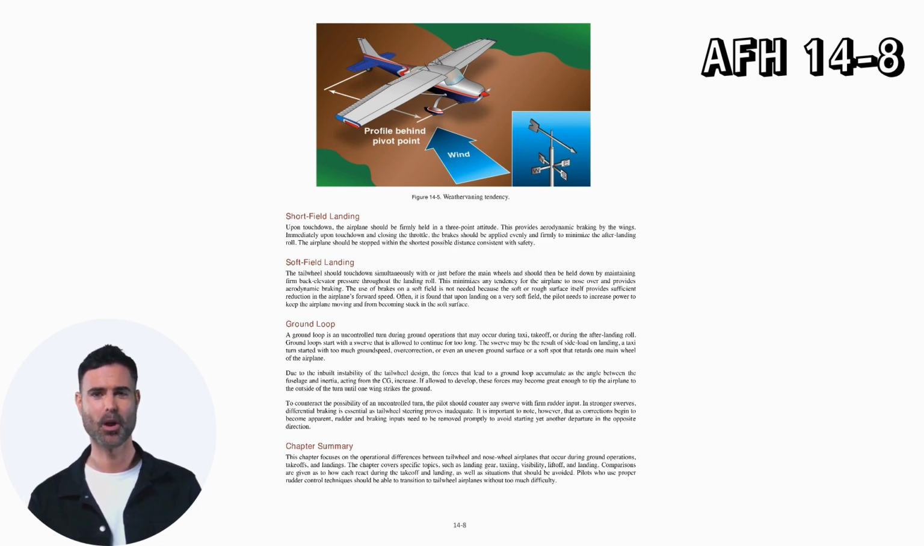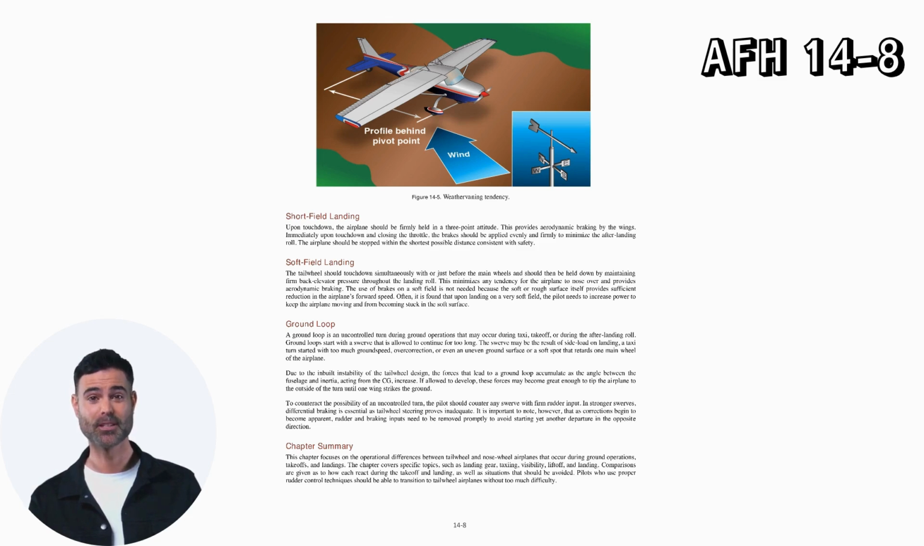Ground loop. A ground loop is an uncontrolled turn during ground operations that may occur during taxi, takeoff, or during the after-landing roll. Ground loops start with a swerve that is allowed to continue for too long. The swerve may be the result of side load on landing, a taxi turn started with too much ground speed, overcorrection, or even an uneven ground surface, or a soft spot that retards one main wheel of the airplane.